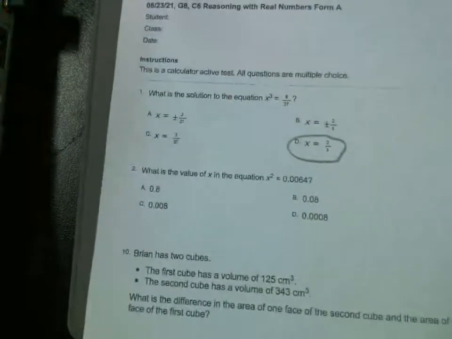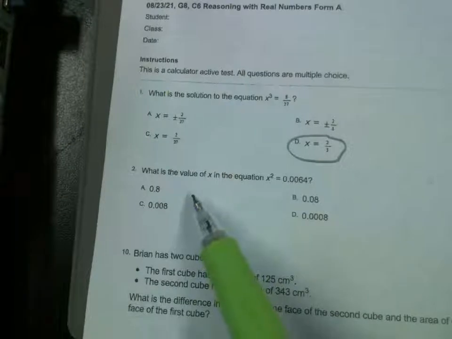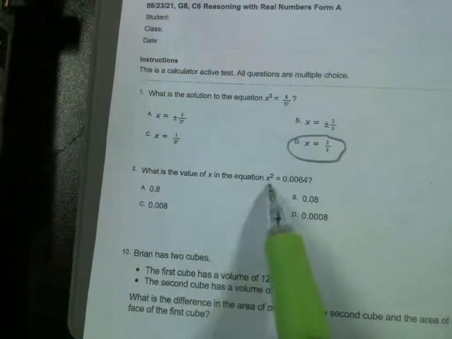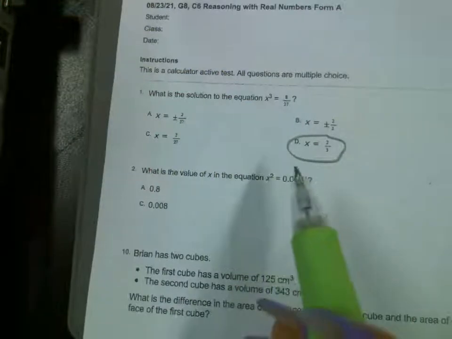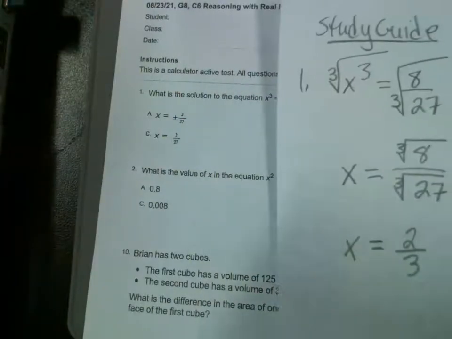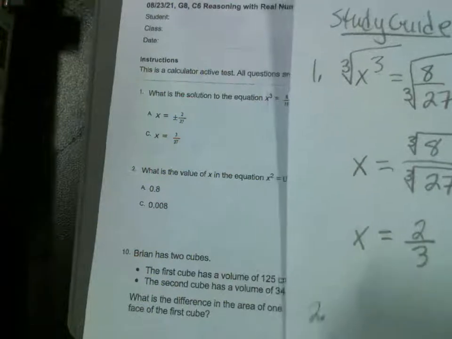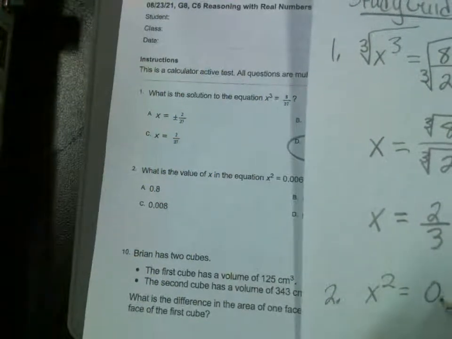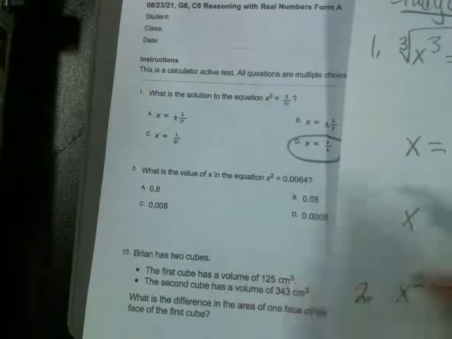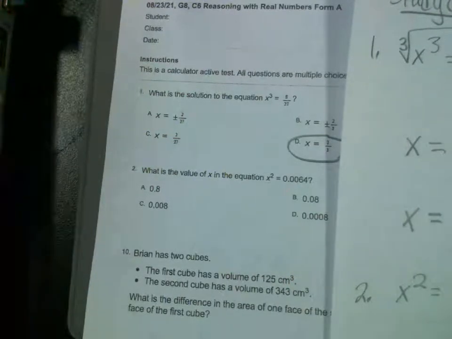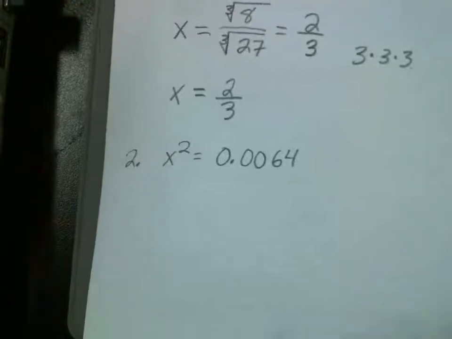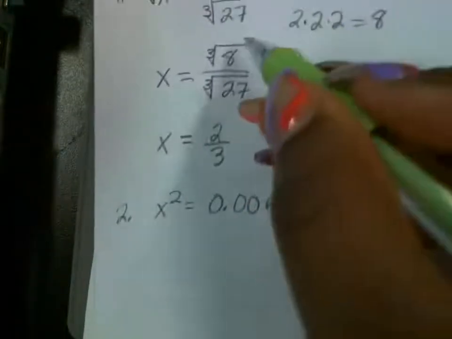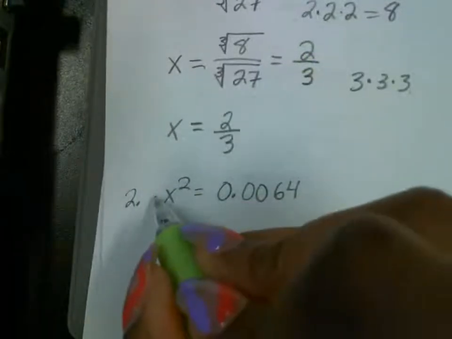Okay. All right, let's do the next one. This one says, what is the value of x? So we got to get x by itself here, and this is squared. So we're doing number 2. We got x squared is equal to, and we got 1, 2 zeros, 64. Okay. So again, the opposite of squaring a number, not cubing, but squaring, is square root.